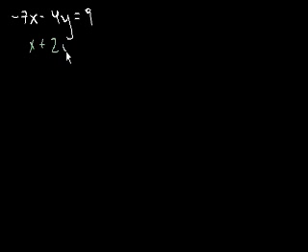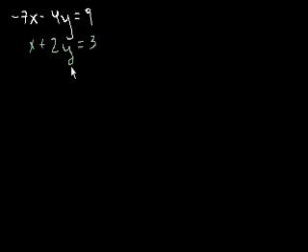So let's say I had the following, and I'm going to write them in two different colors again. Minus 7x minus 4y equals 9. And then the second equation is going to be x plus 2y is equal to 3.